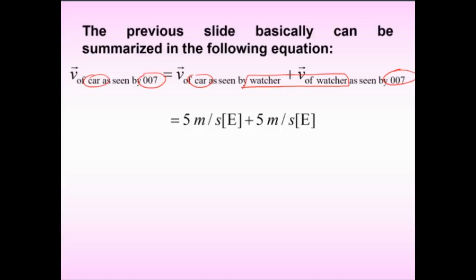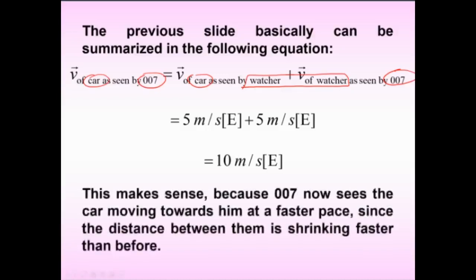Can I just do the math now? What's the final answer? Say again. 10 meters which way? Isn't that what 007 saw the car move as? Yes, 007 saw the car move faster towards him at a pace of 10 meters per second. This makes sense because 007 now sees the car moving towards him at a faster pace, since the distance between them is shrinking faster than before.